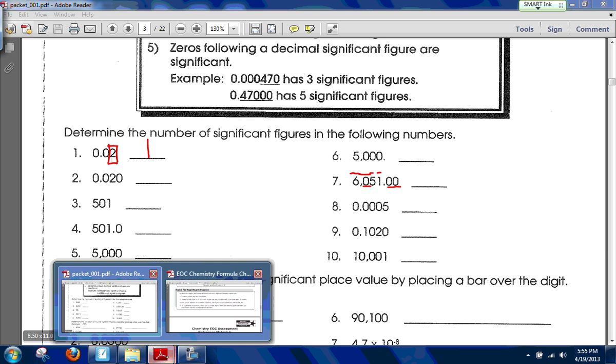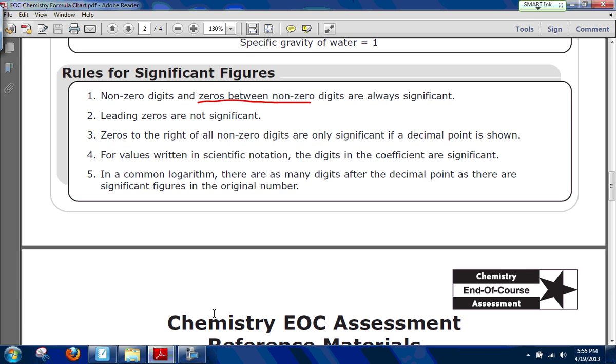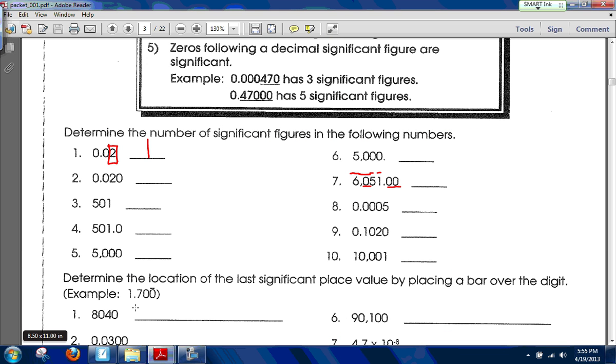Let's go back to our rules again. And it says zeros to the right of all non-zero digits are only significant if a decimal point is shown. So number 3 is saying that these zeros are significant only if a decimal point is shown. We have a decimal point, so both of those are significant. That means we have 1, 2, 3, 4, 5, 6 significant figures. All right, moving on to the next page.